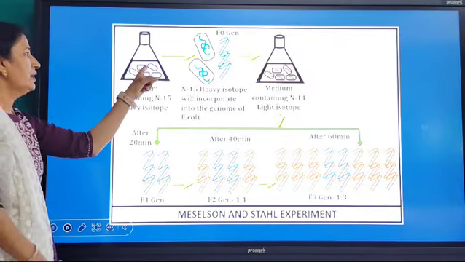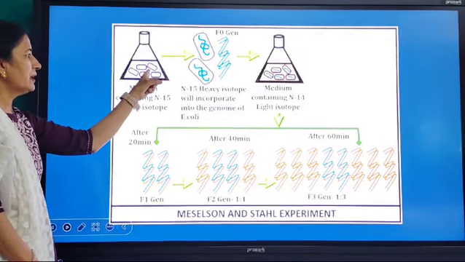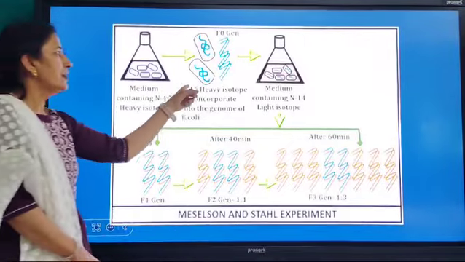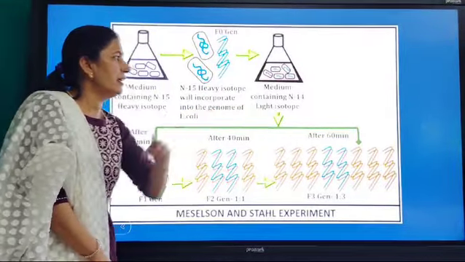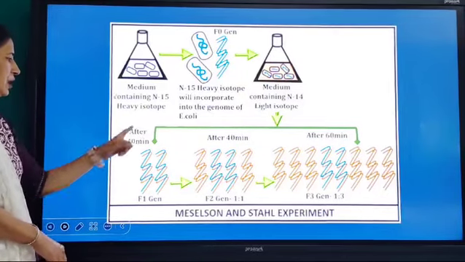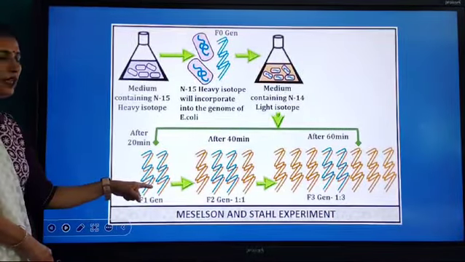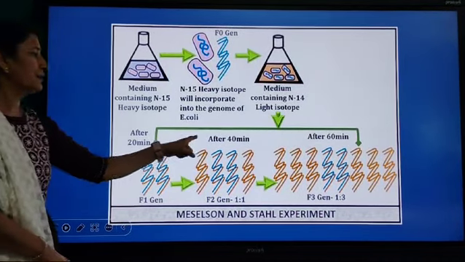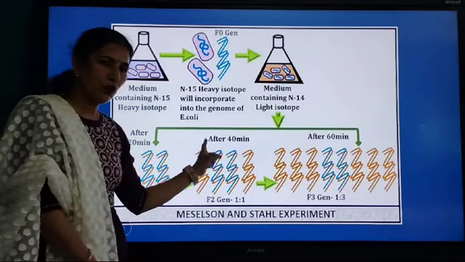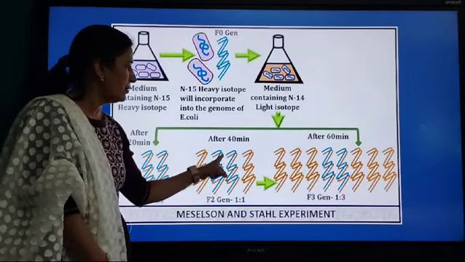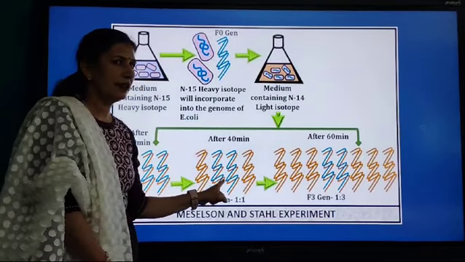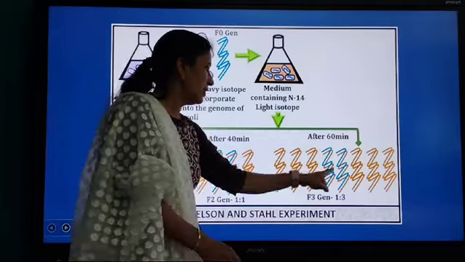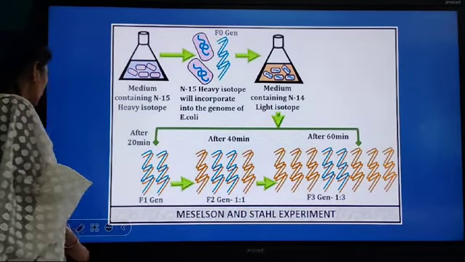As you can see here, first of all, they grew the bacteria in a medium which contains the N15 isotope. Then shifted to a medium containing the N14 isotope. After 20 minutes, there was only one type of DNA, so it contains only one band. After 40 minutes, two bands were observed, one of the hybrid DNA and one of the lighter DNA. They have the ratio 1:1. After 60 minutes, the ratio was 1:3.